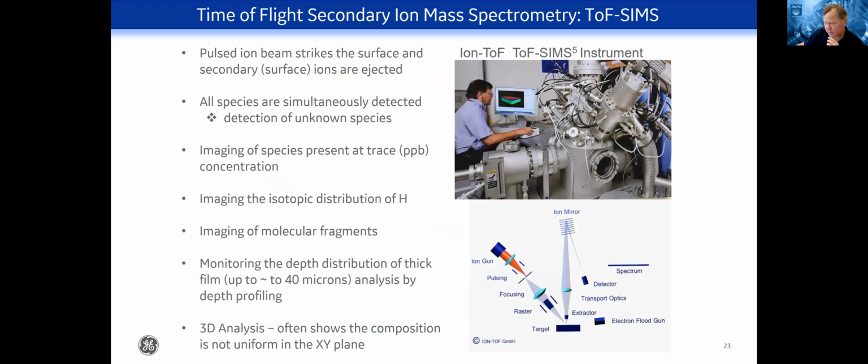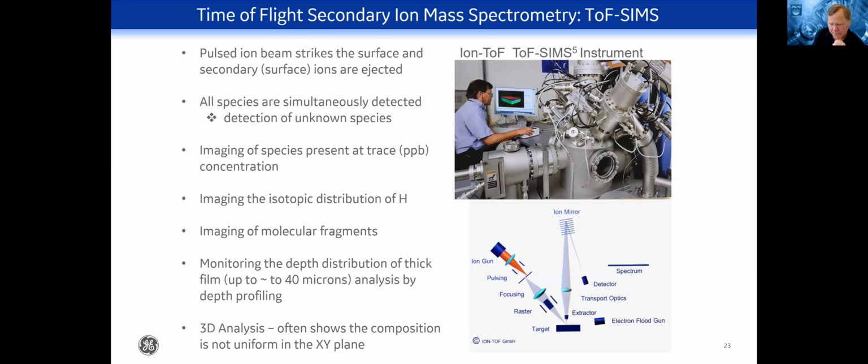So the next technique I want to spend a few words talking about is time of flight secondary ion mass spectroscopy. We have an ION-TOF ToF-SIMS 5 instrument. The difference here is a pulsed ion beam strikes the sample, surface species are ejected and detected. We get a full mass spectrum at every volume element.